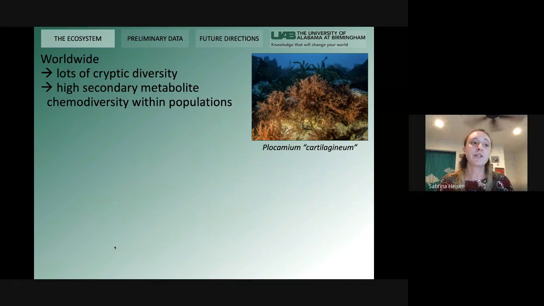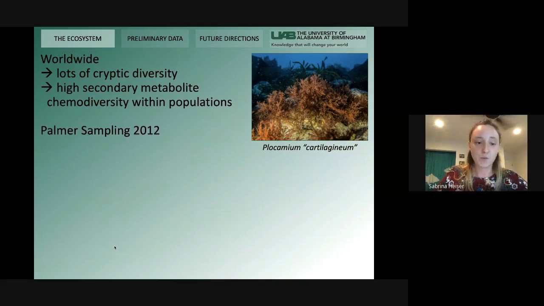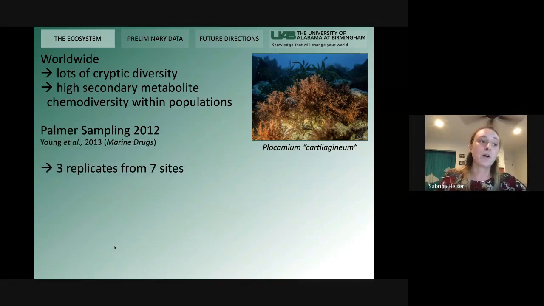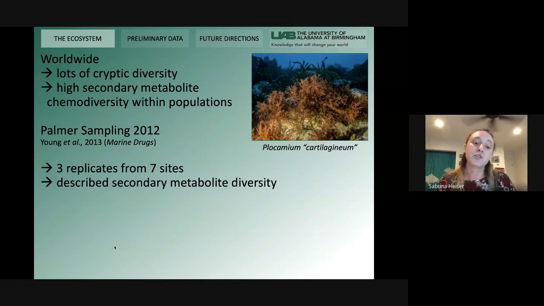And what we know about it already from before I started working on this project at Palmer Station makes it an ideal system to study those kinds of questions. So back in 2012, Plocamium was sampled from around Palmer Station, and they collected 21 individuals with 3 replicates from 7 different sites. And they described those individuals for their secondary metabolite diversity, in order to get at what the chemodiversity was like around the area.